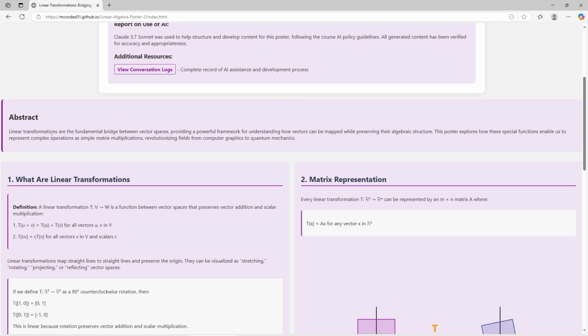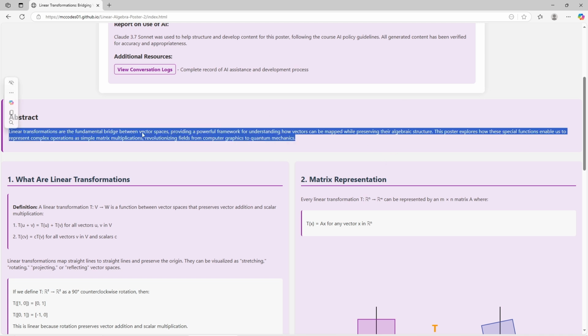With the abstract, linear transformations are the fundamental bridge between vector spaces, providing a powerful framework for understanding how vectors can be mapped while preserving their algebraic structure. This poster explores how these special functions enable us to represent complex operations as simple matrix multiplications, revolutionizing fields from computer graphics to quantum mechanics. And this is certainly something that I have been dealing with in my game.